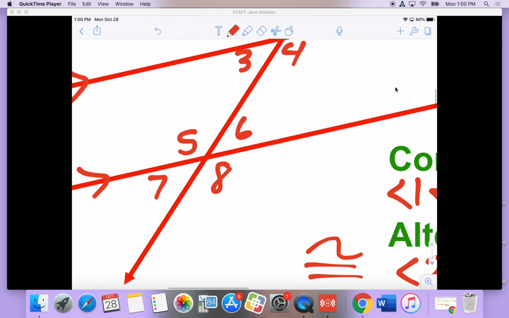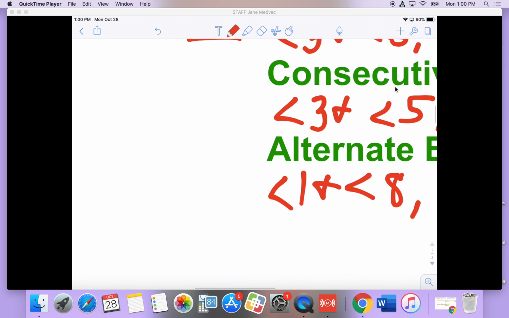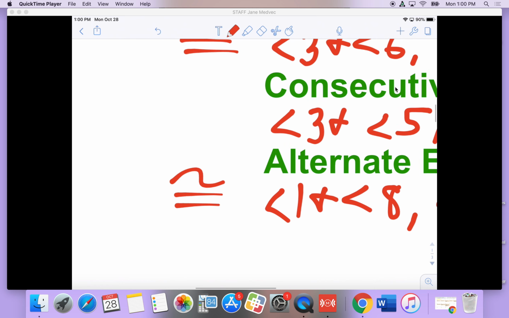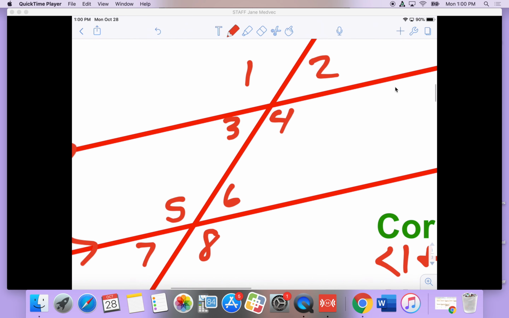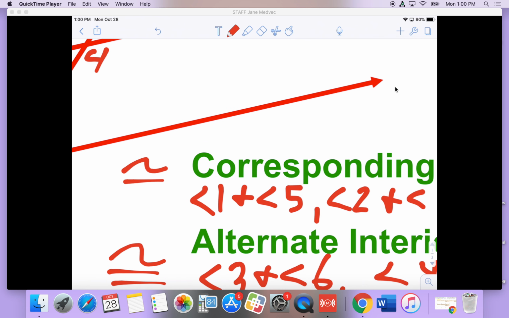Let's look at alternate exterior. So again, look at 1 and look at 8. How do they look in comparison? They look the same or they look congruent. So alternate exterior angles are also congruent if I have parallel lines. What about corresponding angles like angle 1 and angle 5? How do they look? They look the same. So corresponding angles are also congruent if I have parallel lines.